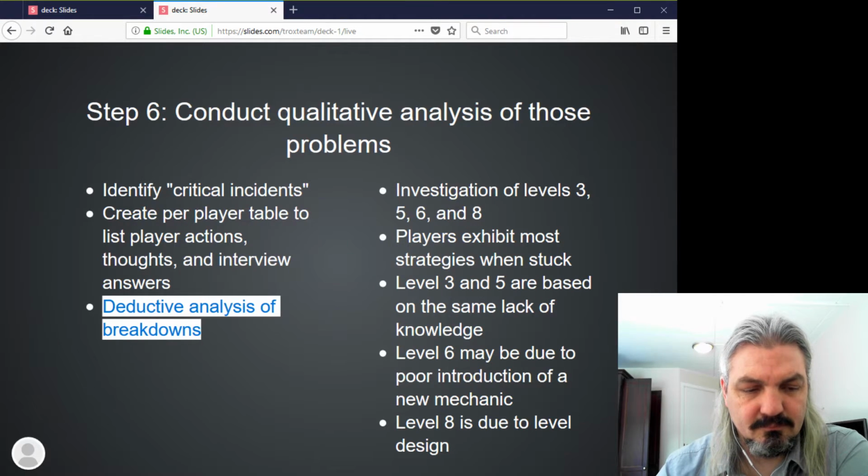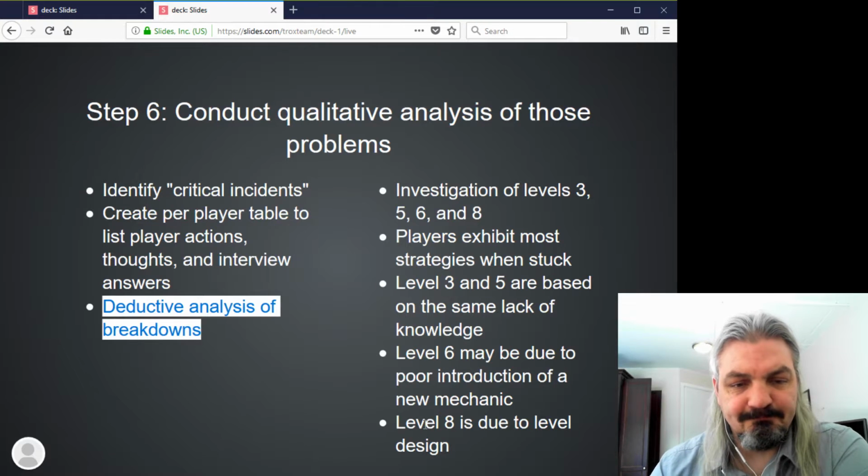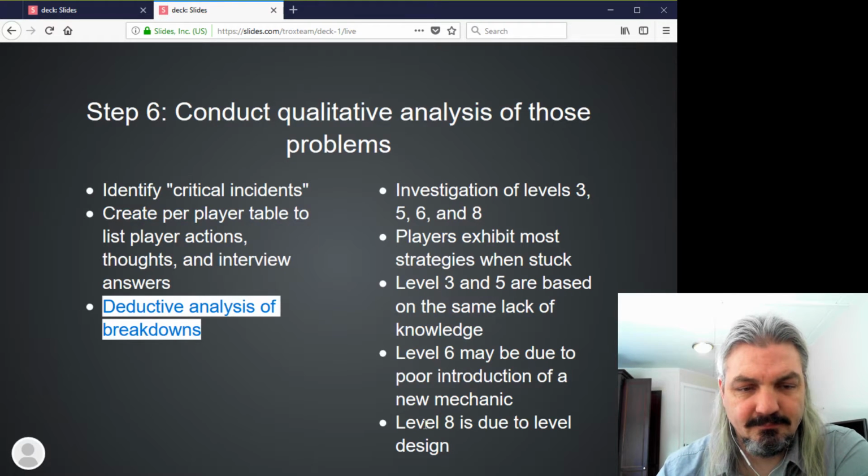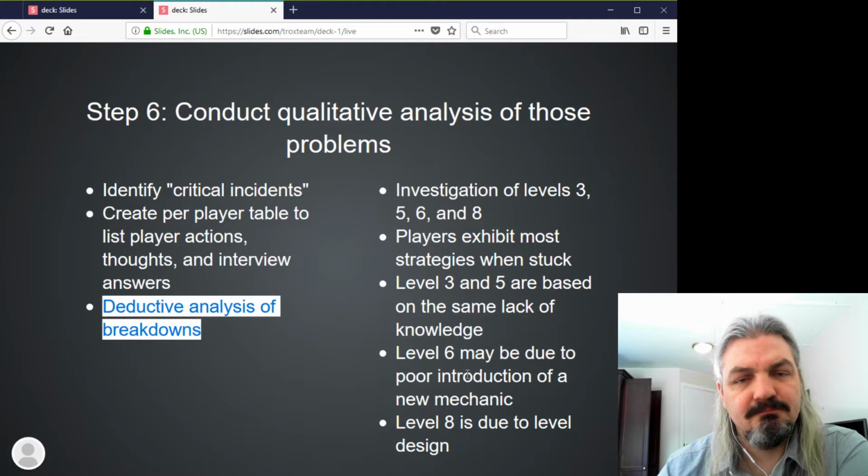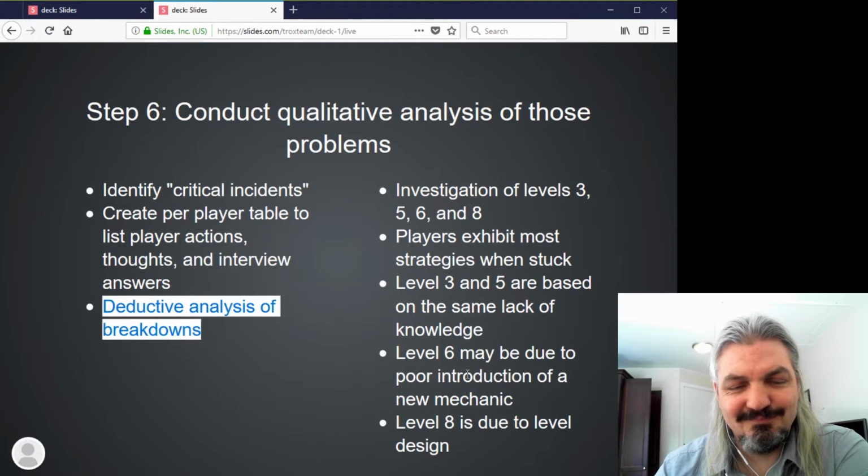And what they found for the specific levels was that level 3 and 5 is based on the same lack of knowledge, the same problem, which is about the basic functionality of portals and portal travel. They found that level 6 might be due to a poor introduction of a new mechanic, which confused a lot of players because the hints about what they were supposed to do might have been a bit vague. And they found that the major issue in level 8 was level design.